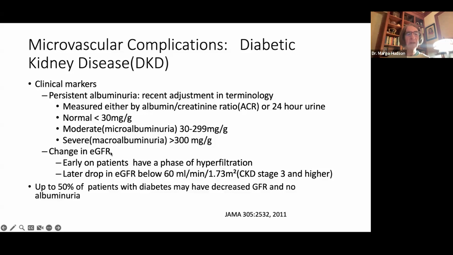The other measure is a drop in GFR. Now, early on, patients go through a phase of hyperfiltration, but later their GFR can drop below 60, which is CKD 3, and then they progress from there. And just remember that up to 50% of patients with diabetes may have a decreased GFR, but don't have albuminuria. So checking urine albumin is not enough, and checking with just a dipstick is not accurate enough. So don't use urine dipsticks. You have to actually send a spot urine.